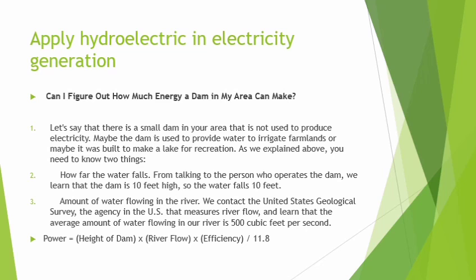Second, the amount of water flowing in the river. Contact the USA Geological Survey, the agency in the USA that measures river flow. We learned that the average amount of water flowing in our river is 500 cubic feet per second. The formula is: power equals height of dam times river flow times efficiency, divided by 11.8.